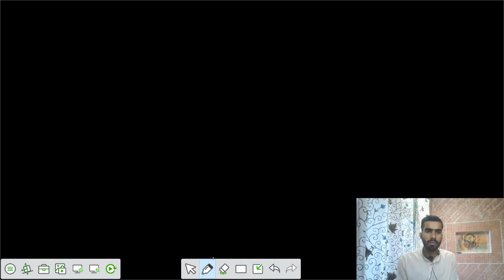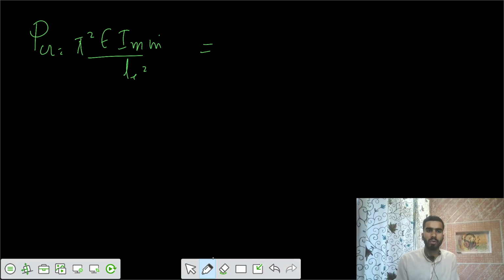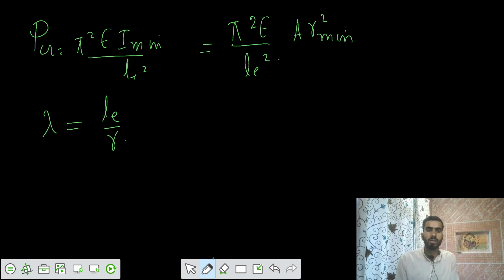So finally, if I write that equation, PCR equals pi square E I minimum by L effective square. If I substitute the value of I minimum equal to A R minimum square, I would get pi square E A by L effective square. Now one term that we call lambda is L effective by R. We call it the slenderness ratio.